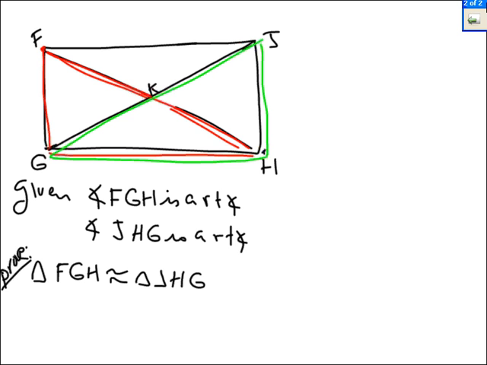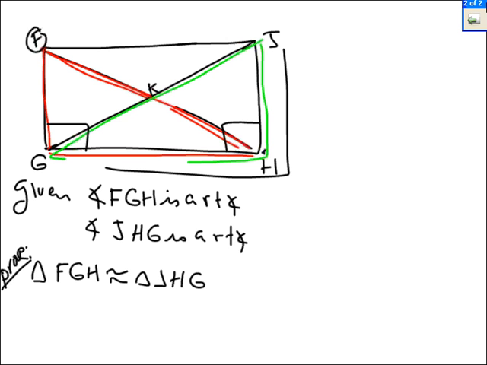Now we are given that angle FGH is the right angle. Start at F, go to G, and then go to H. This angle is the right angle. That angle is in the red triangle. The red triangle is the right triangle. JHG, J to H to G, that's the right angle. The green triangle has a right angle at H.